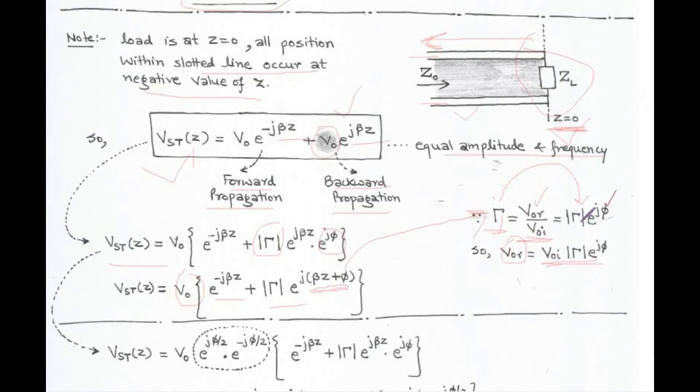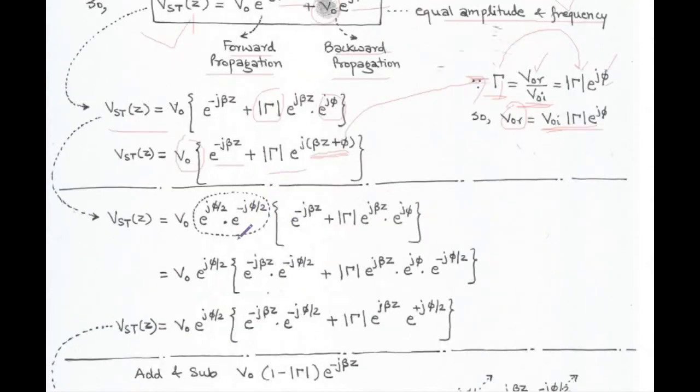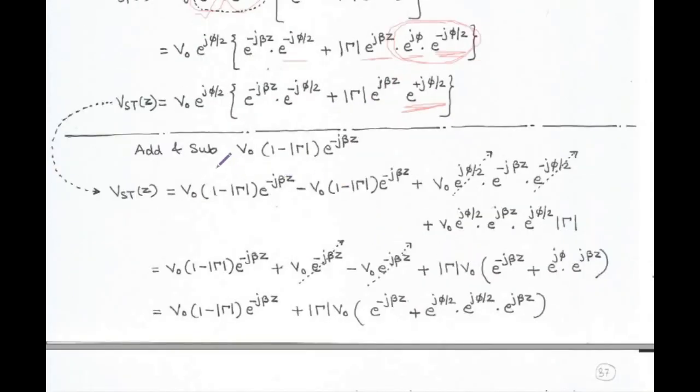Now the next step is, to make the calculation easy, we multiply and divide by e to the power j phi by 2. So we take e to the power minus j phi by 2 within the bracket. So from here the second term has three exponent terms. First is e to the power j beta z, second is e to the power j phi, and third is e to the power minus j phi by 2. So we combine the exponents having phi and it becomes e to the power plus j phi by 2. Next we add and subtract V0 within brackets 1 minus mod of tau e to the power minus j beta z.